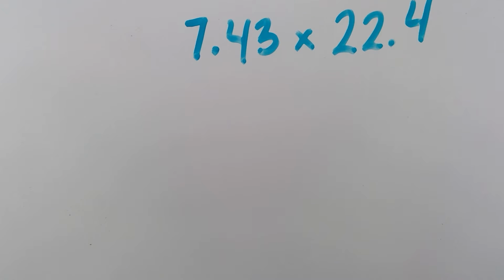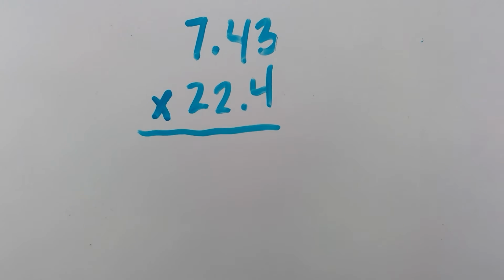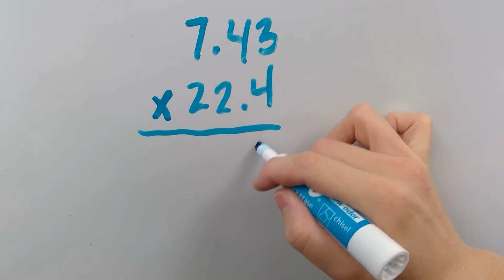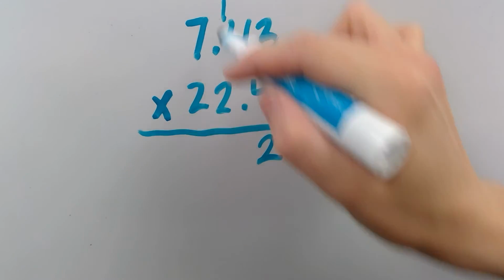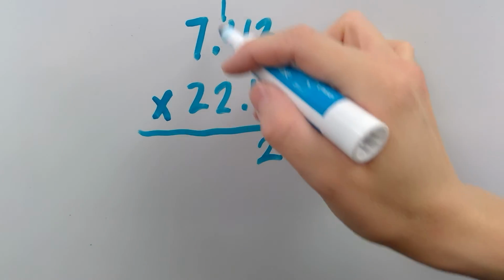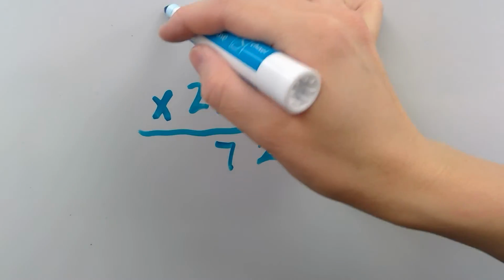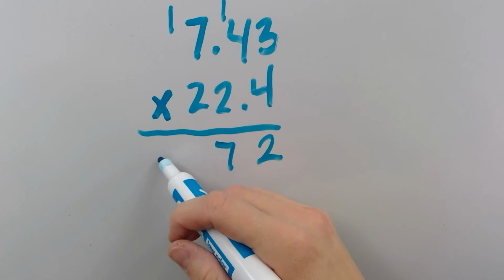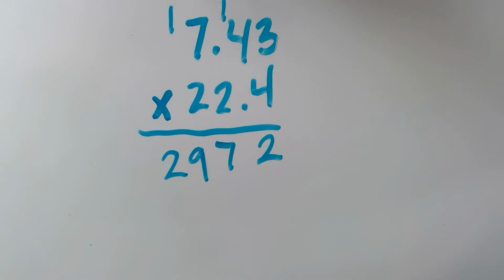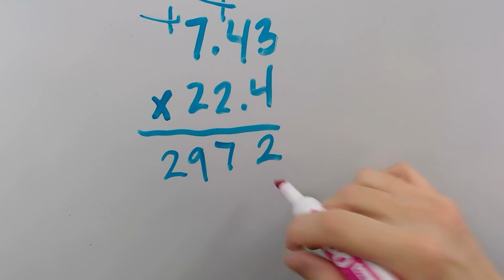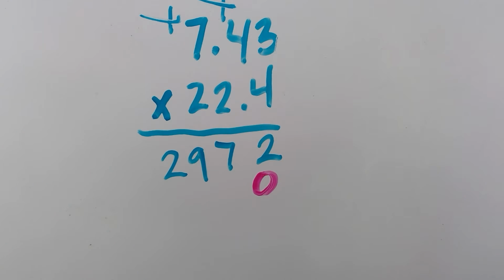Okay, this is the last one I want you to do. It's 7 and 43 hundredths multiplied by 22 and 4/10. Okay, so we start by doing 4 times 3, which is 12. 4 times 6 is 24. 4 times 4 is 16, plus 1 more is 17. 4 times 7 is 28, plus 1 more is 29. I'm finished with these. Now I'm moving to the 2, which is a place value larger. So I have to put in a placeholder 0.